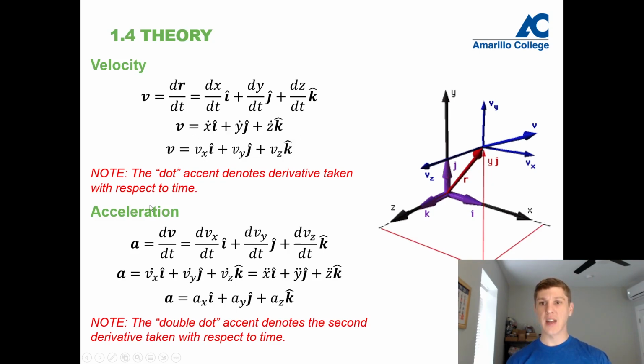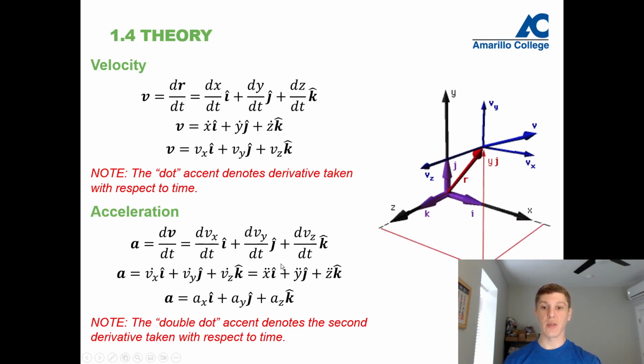All right? And in the same way, we can take our velocity function and then take the derivative of it with respect to time. So acceleration is equal to dv/dt. We can break this Cartesian vector and take the derivative of each of these additions separately. So I have the derivative of my velocity in the x direction with respect to time, the derivative of the velocity in the y direction with respect to time, and the derivative of the velocity in the z direction with respect to time.